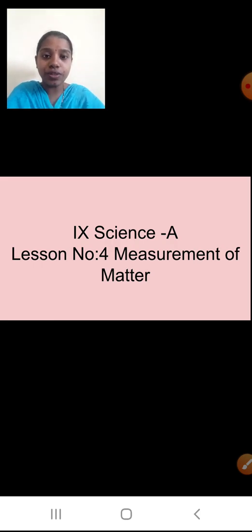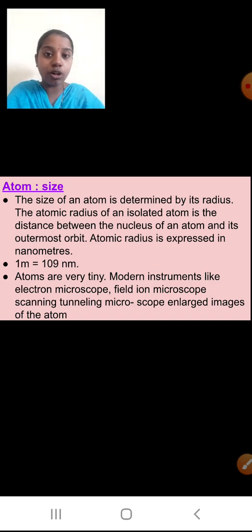Okay students, first we are going to study about the atomic size. In the atoms, the first part we are going to do is about its size. The size of an atom is determined by its radius. So indirectly, size is connected with the radius. The atomic radius of an isolated atom, meaning a separate atom, is the distance between the nucleus of an atom and its outermost orbit. So how are you going to measure the radius? You will take the nucleus. The distance between the nucleus and the outermost orbit will be the radius of that atom.